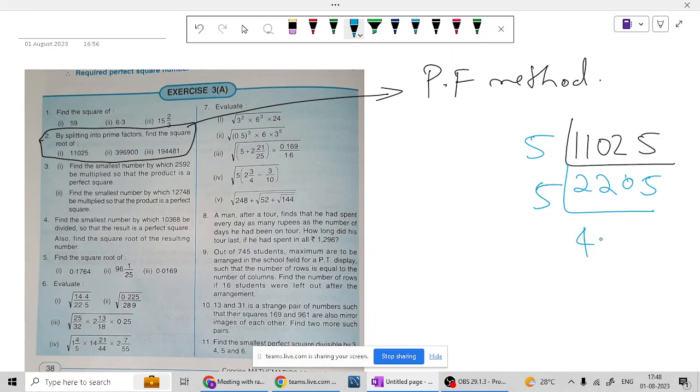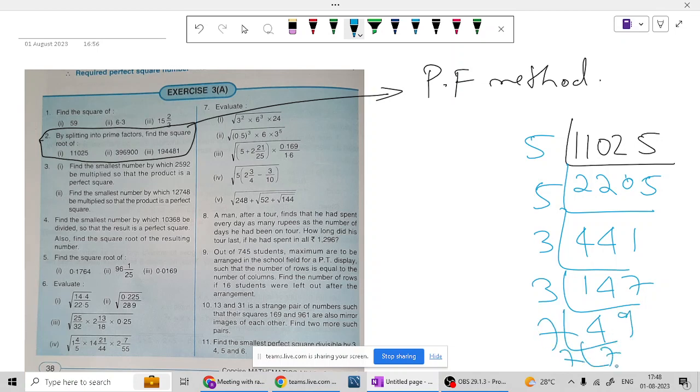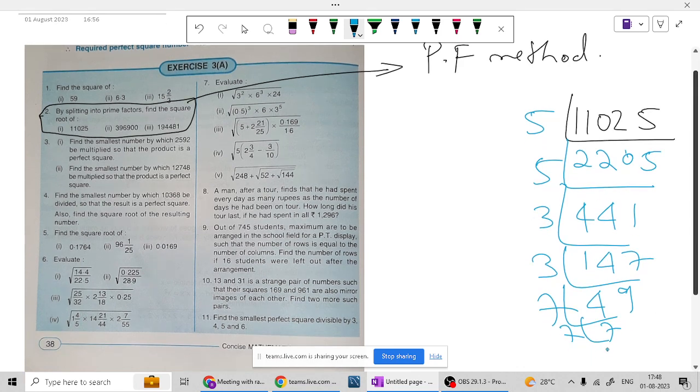Then 441. Then 147, sir, sorry. Okay, 147. Then 3 4s are 12. 49. 7 into 7, right? Okay, others, we did this yesterday. You'll remember this question. Second main, first one, root.